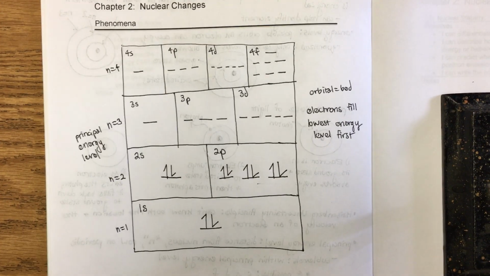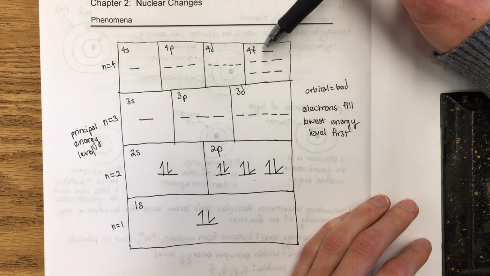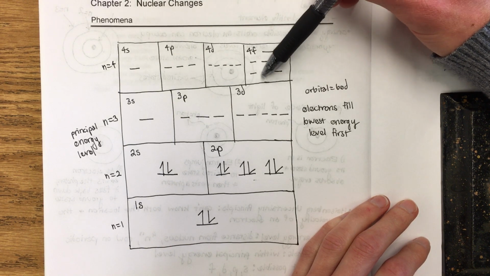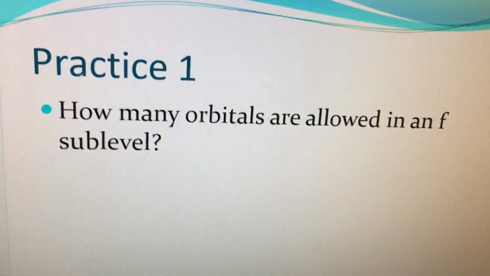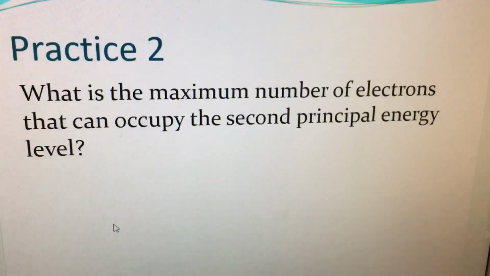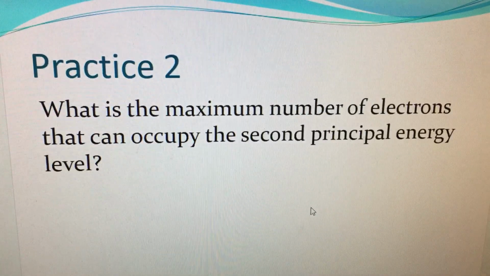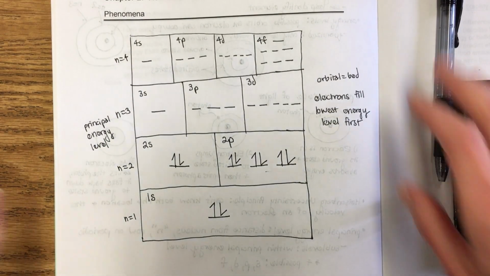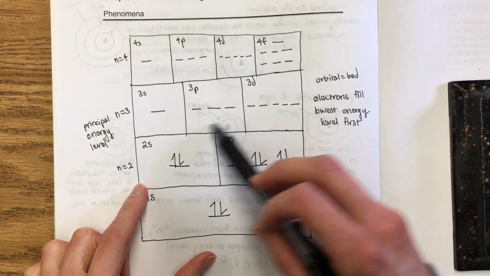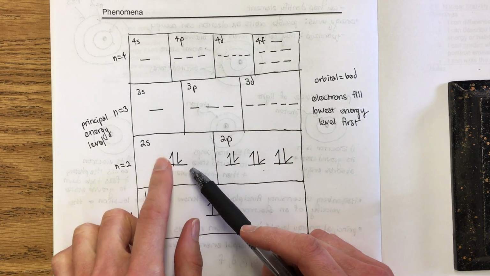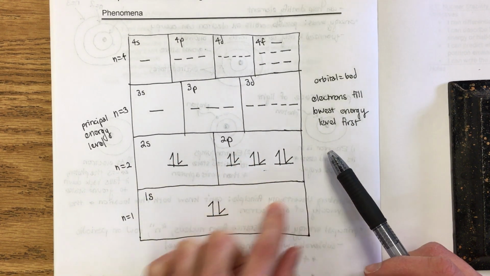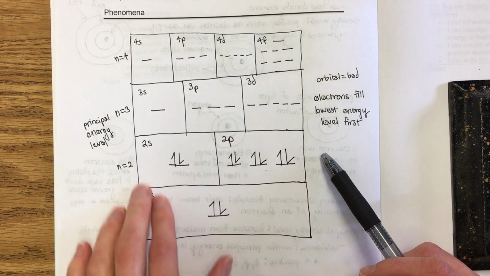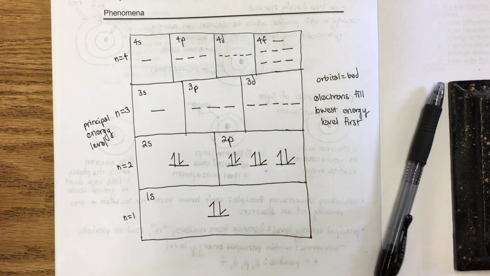Okay, so if we look at our 4f sublevel, how many orbitals? Well, 1, 2, 3, 4, 5, 6, 7. So the answer to this question would be 7. Okay, what is the maximum number of electrons that can occupy the second principal energy level? So if we look at our second principal energy level, which is this whole floor, the maximum number of electrons would be 1, 2, 3, 4, 5, 6, 7, 8. Okay, 4 orbitals in that energy level and 8 electrons total.